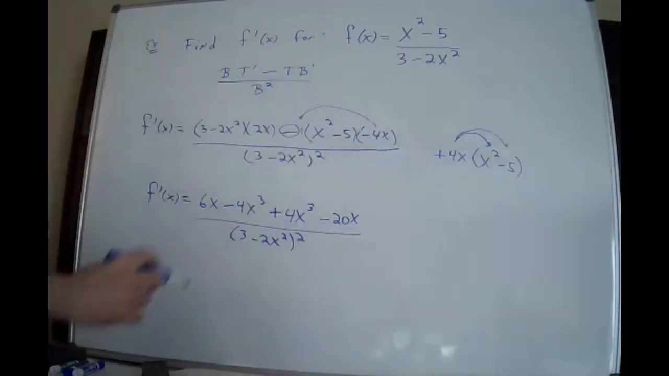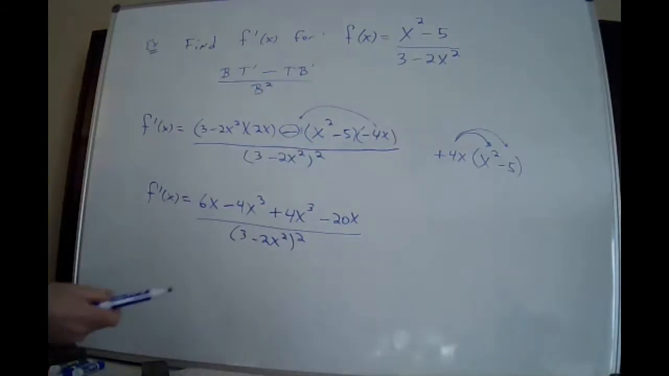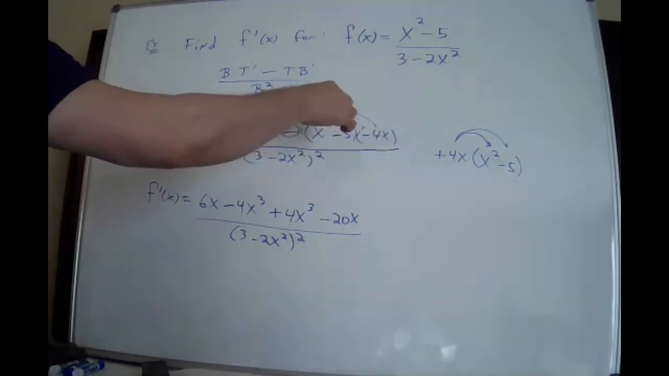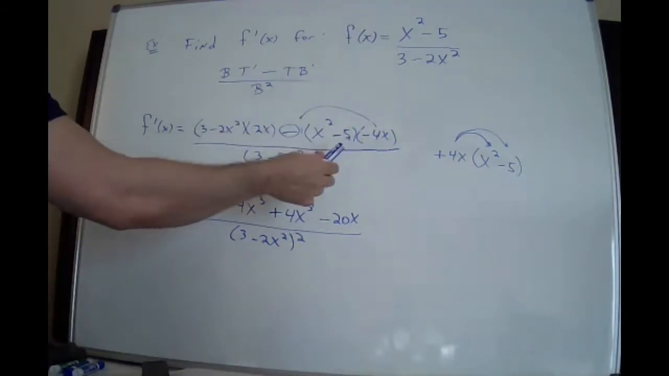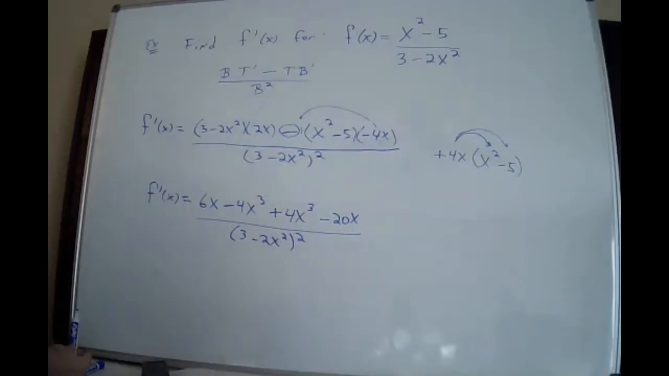You don't have to do exactly what I did. I think it's a lot easier, and it minimizes the chances of you making a mistake. You could have distributed the minus sign in here and then multiplied the -4x and left it there, whatever. I like this in the front, so I always move this to the front before I multiply.